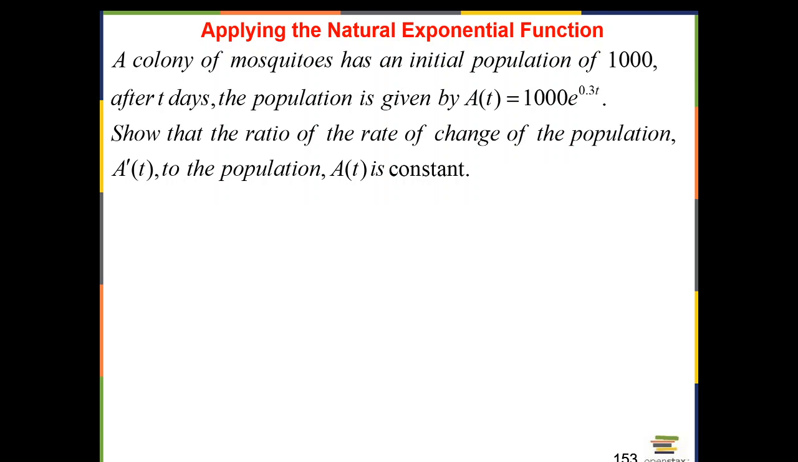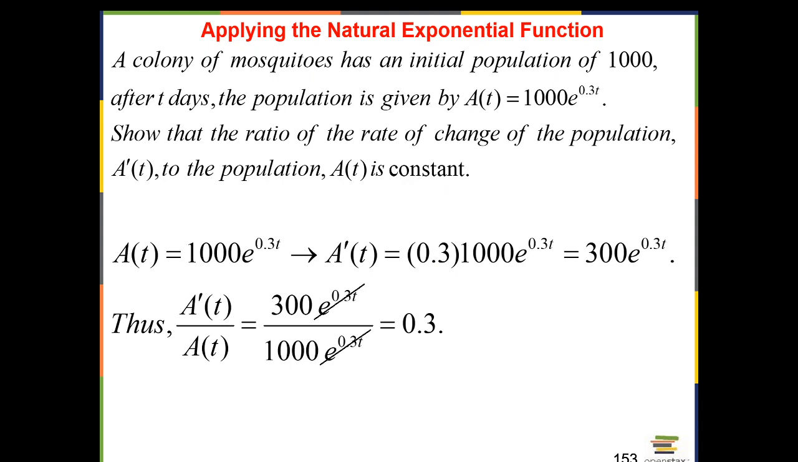So a colony of mosquitoes has an initial population of 1,000. After t days, the population is given by A of t. Show that the ratio of the rate of change of the population, A prime of t, to the population A of t is constant. Okay, so we have an exponential function here with the interesting base of e, right? That number that is somewhere around 2.7 something, right? So here you go. So we take the function that gives the population at any given time. And the time is the number of days, right?